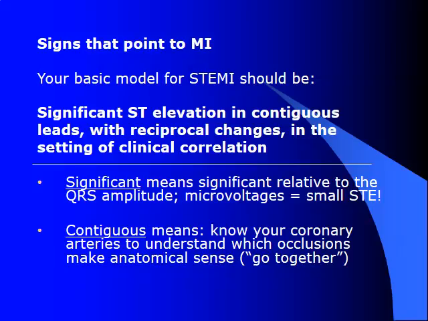So our basic model for determining when we have a ST elevation MI is it needs to be significant ST elevation in contiguous leads with reciprocal changes in the setting of clinical correlation. So this all sounds well and good. This is great, but there are some caveats even to this. This is just a basic model.